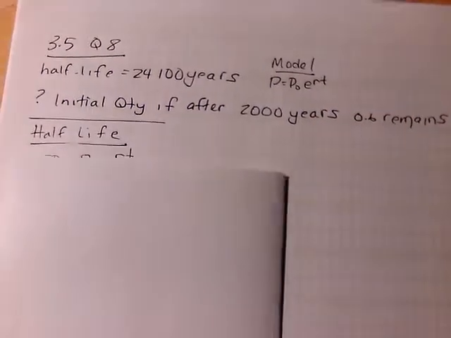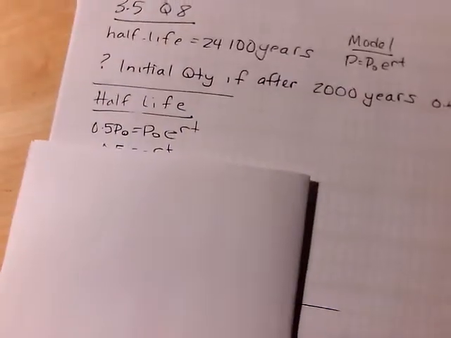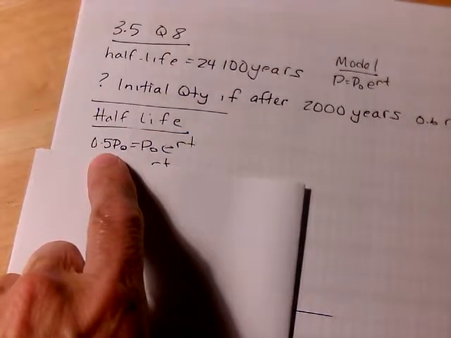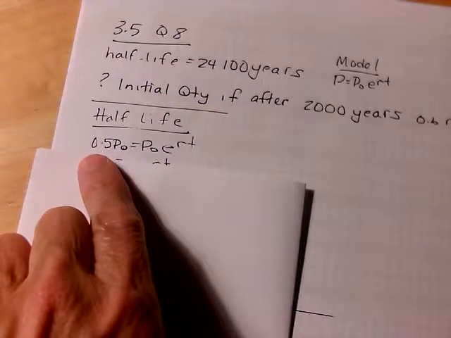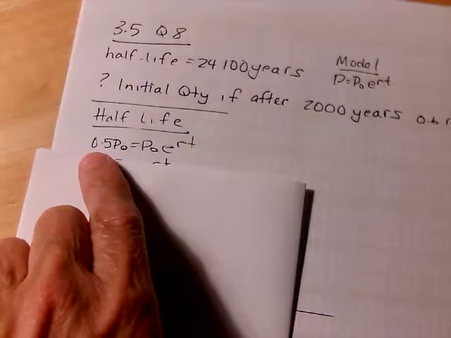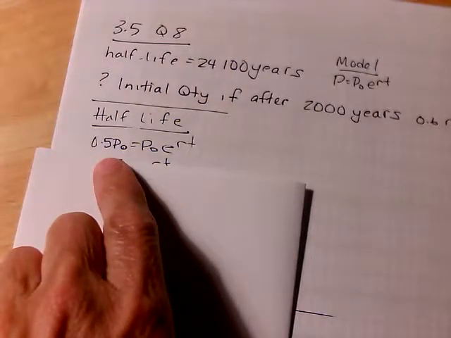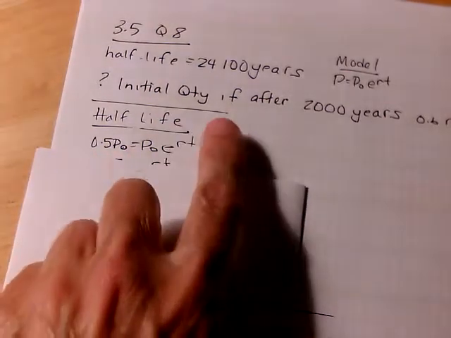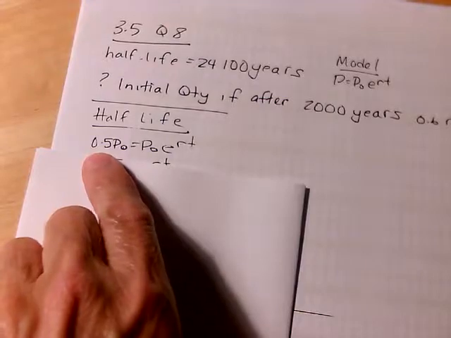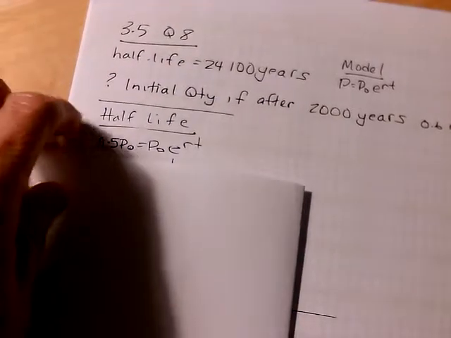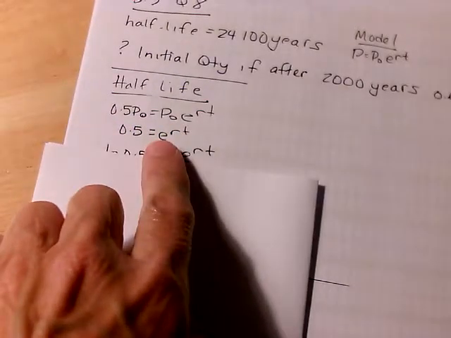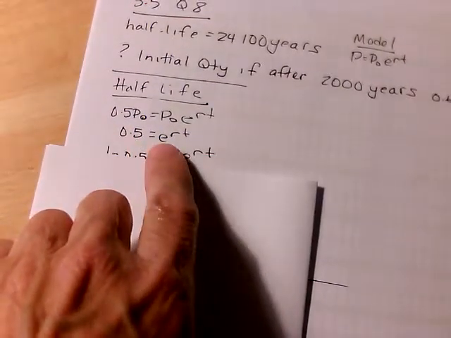If you're not familiar with half-life, what we do is we take that model and we're basically looking for the amount of time it takes for the initial amount to reduce itself to 1/2. So that's why we replace the left side with 0.5 P naught, which is the initial quantity. Since I have P naught on both sides, they cancel, and I have this expression.